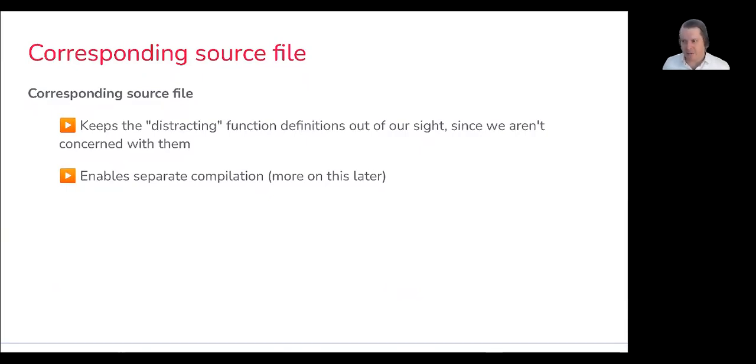The idea is making a relationship: this source file corresponds to that header. So we can very easily expect that the definitions of those entities declared in the header file can be found in this corresponding source file. It keeps the distracting function definitions out of our sight, since we aren't really concerned with them. If we need to update the implementation, we can do so in this file. And again, this will help enable separate compilation, which we'll get to shortly.